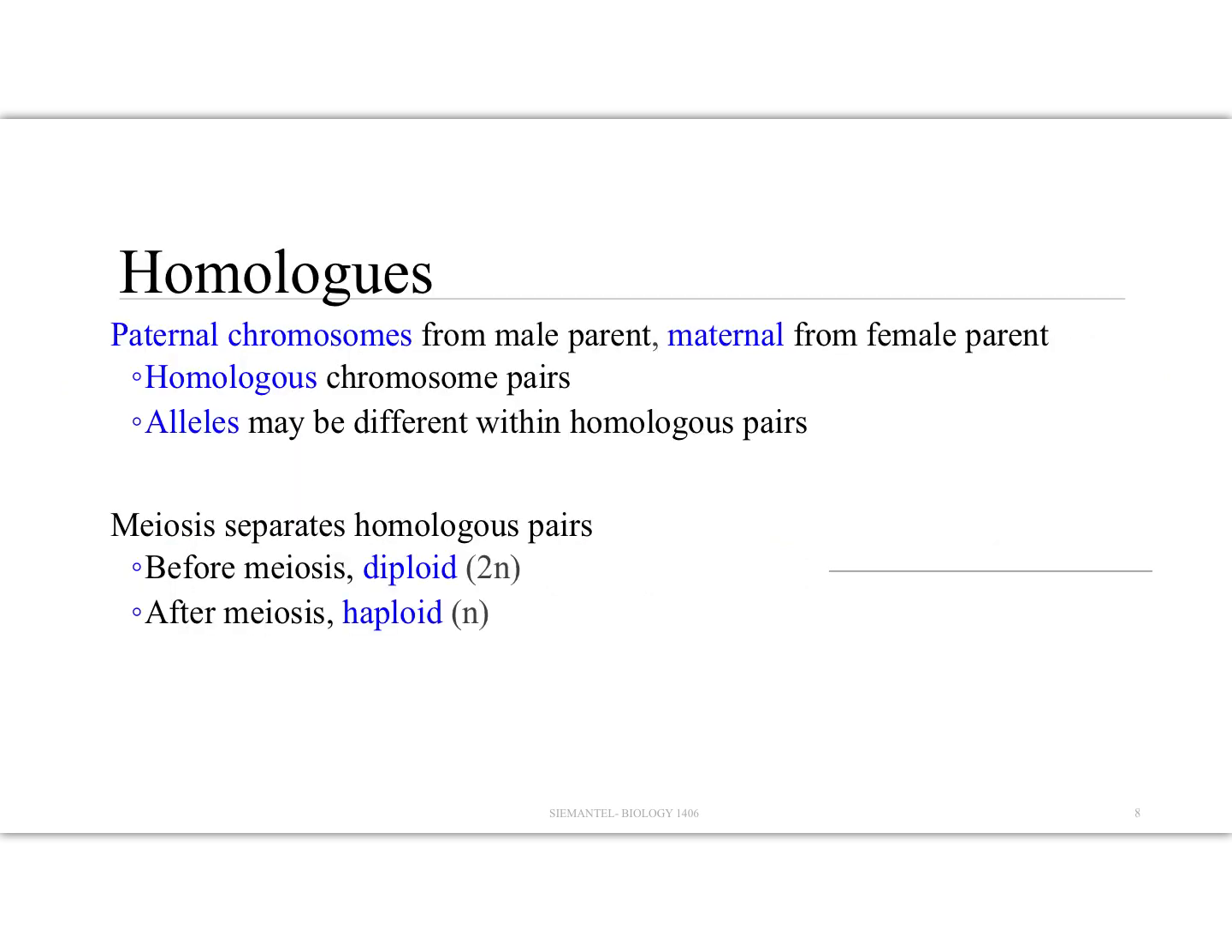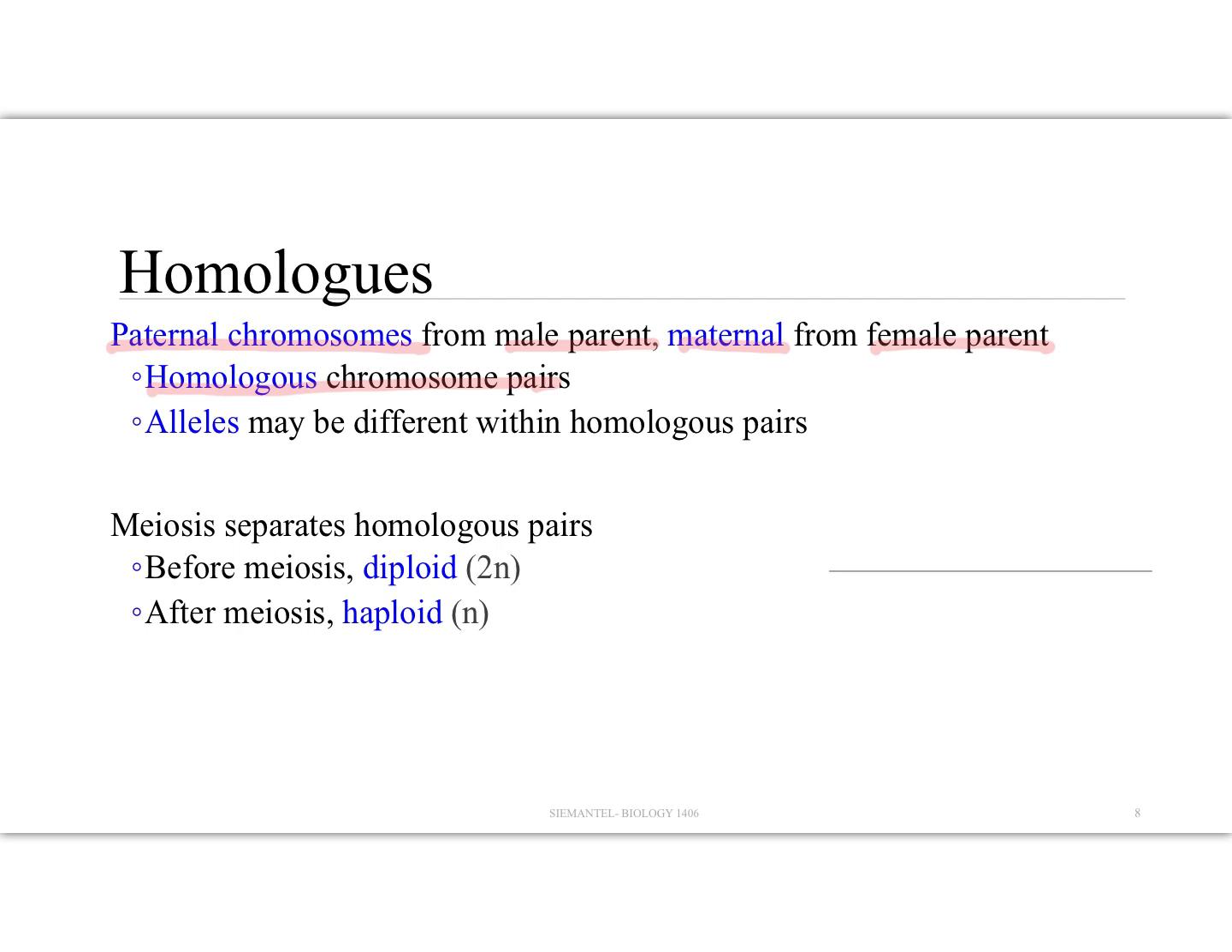Okay, so let's talk about homologous chromosomes again. Homologous chromosomes are the chromosomes you inherit from your parents, so sometimes we call them parental chromosomes. You get them from your male parent, so paternal chromosomes, and you get them from your female parent, maternal chromosomes. They are homologous because they carry very, very similar information to each other.